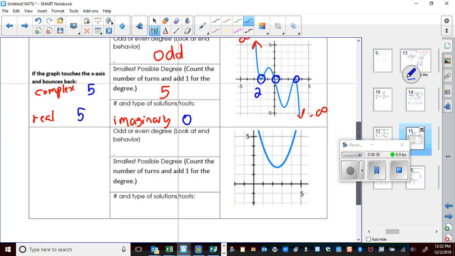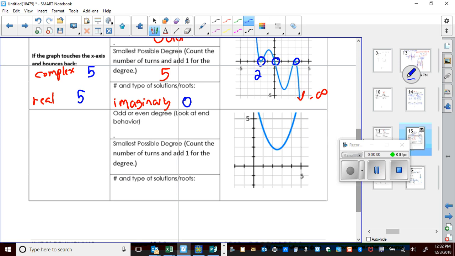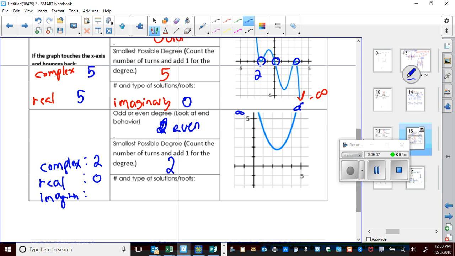Okay? Looking at the next one, is it odd or even? It's even. The end behaviors, we have positive infinity over here and positive infinity over here. So this is even. This is a second degree polynomial. It's even, second degree because there's 1 turn. Types of solutions. Well, complex, I have 2. Real, it doesn't cross the x-axis, so there's 0. And then imaginary, 2 minus 0 equals 2. Okay? These are the numbers and the types of solutions that go right here. All right? That was relatively easy, guys.